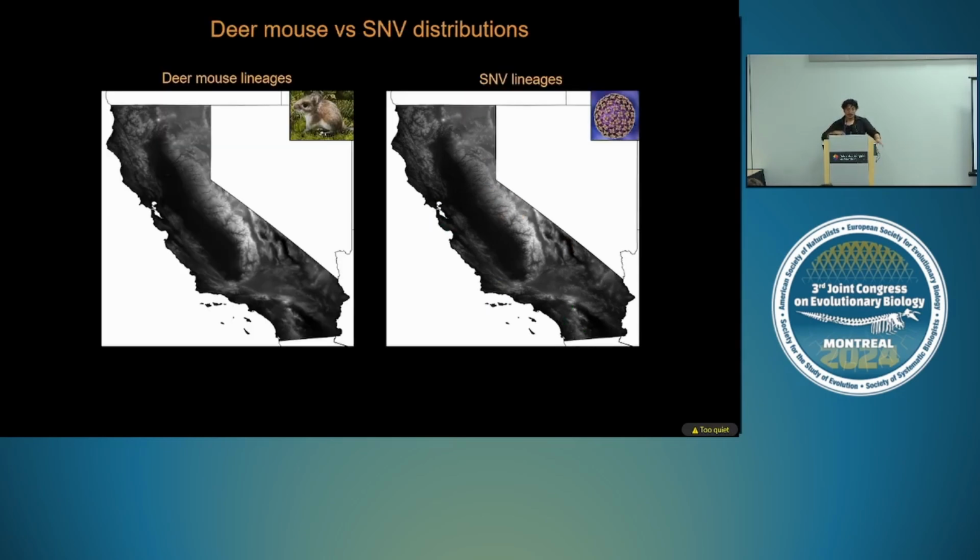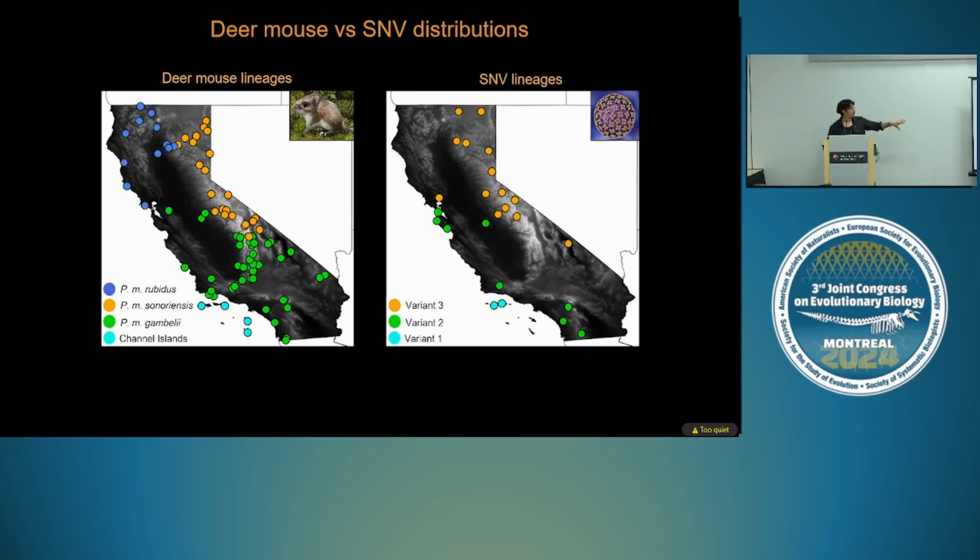Now, coming back around and bringing the whole story together, we see that we have lineages for both the deer mouse and the virus associated with the Channel Islands. We also see lineages associated with Southern California, represented in green, and the northern, northeastern California region of the Sierra Nevada. The only area where we don't see a direct correlation between host and pathogen lineages is the northwestern part of the state, where we see the rubidus subspecies. But that's just because we haven't been able to detect samples of the virus across this area. It could be that the subspecies lost the virus, or it's just occurring at such low prevalence that we haven't been able to detect it.